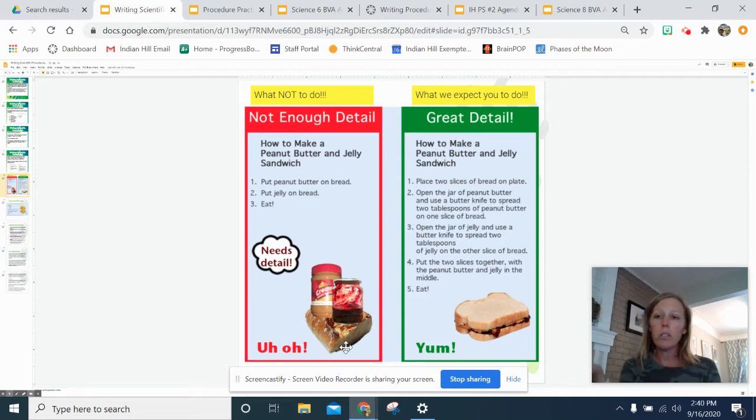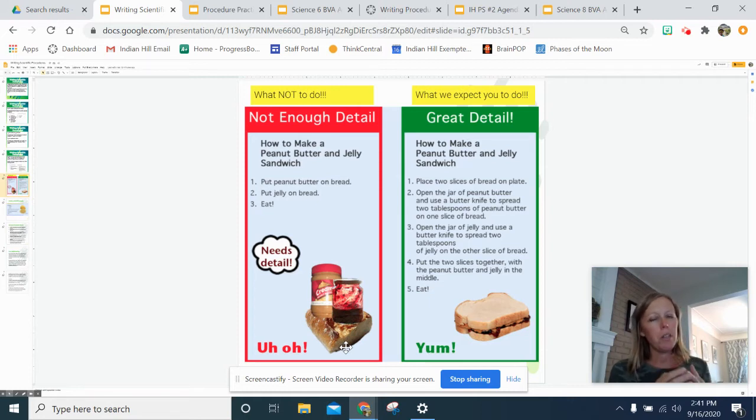So here's a good example there to the right. 1, place 2 slices of bread on a plate. 2, open the jar of peanut butter and use a butter knife to spread 2 tablespoons of peanut butter on 1 slice of bread. 3, open the jar of jelly and use a butter knife to spread 2 tablespoons of jelly on the other slice of bread. 4, put the 2 slices together with the peanut butter and jelly in the middle. And 5, eat.